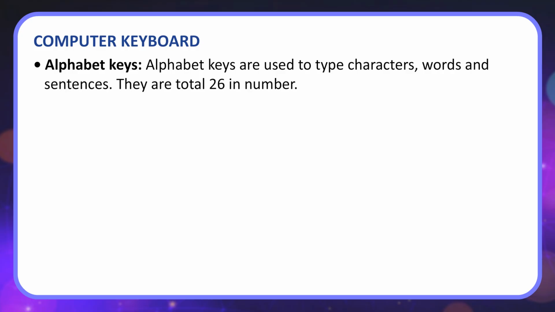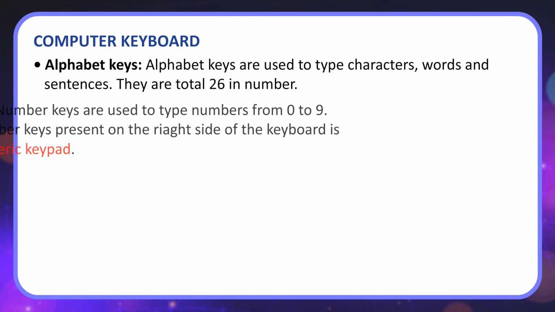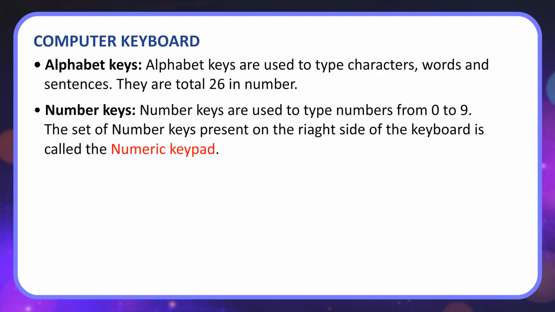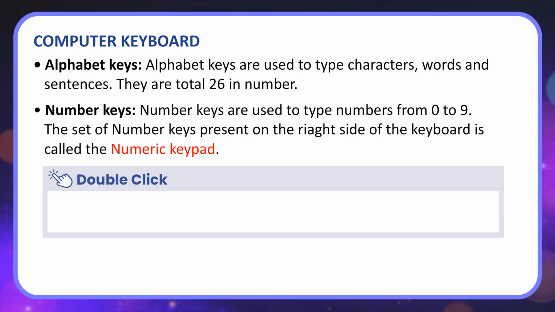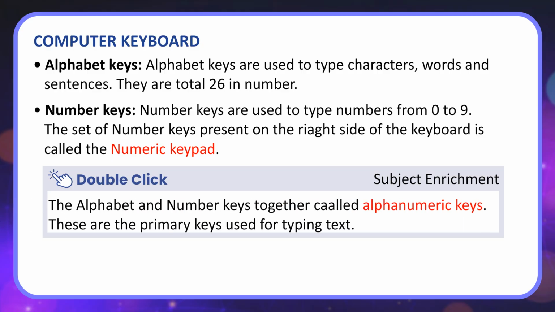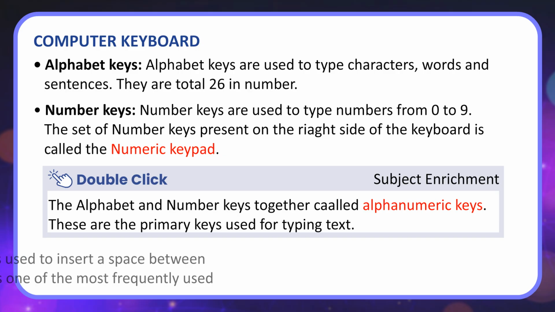Alphabet keys. Alphabet keys are used to type characters, words and sentences. They are total 26 in number. Number keys. Number keys are used to type numbers from 0 to 9. The set of number keys present on the right side of the keyboard is called the numeric keypad. The alphabet and number keys together are called alphanumeric keys. These are the primary keys used for typing text.